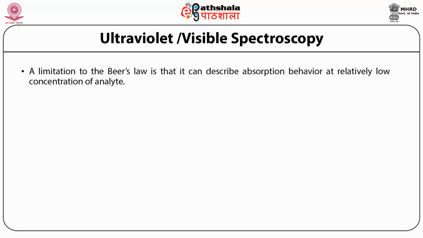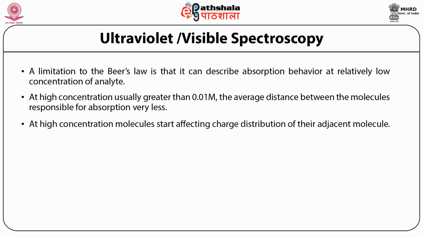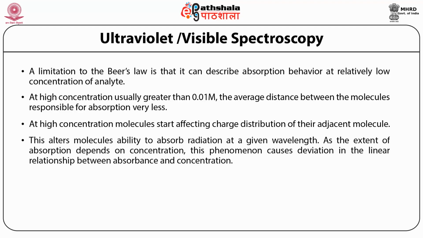A limit to Beer's law is that it can describe absorption behavior only at relatively low concentration of analyte. At high concentration, usually greater than 0.01 molar, the average distance between the molecules responsible for absorption is very small. At high concentration, the molecules start affecting charge distribution of their adjacent molecules. This alters molecules' ability to absorb radiation at a given wavelength.